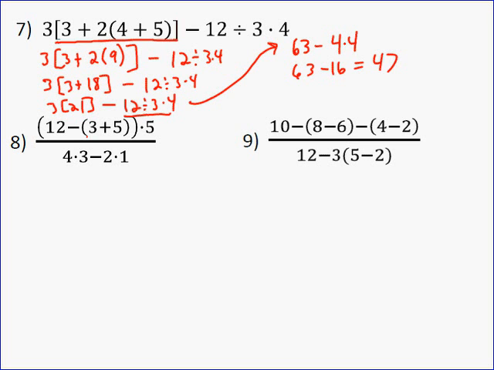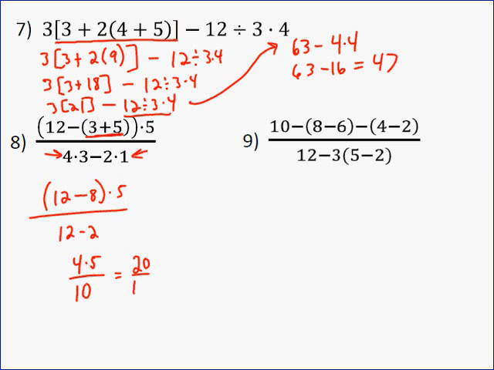Okay, number 8. You go through and look at it. Again, you do parentheses first. Remember, you can do numerator and denominator at the same time, just separately. So we're going to do inside the parentheses 12 minus 8 times 5. And then on the bottom, I'm going to work out both those products and get 12 minus 2. Do 12 minus 4, you get 4 times 5 over 12 minus 2, which is 10. So that's going to give you 20 over 10, and 20 over 10 equals 2. So the answer to that question is 2.